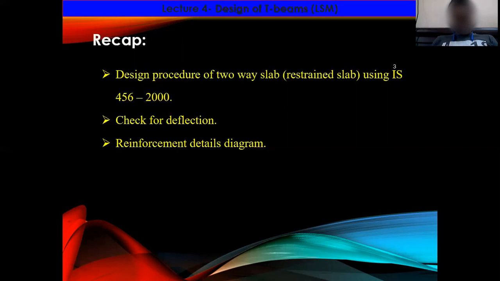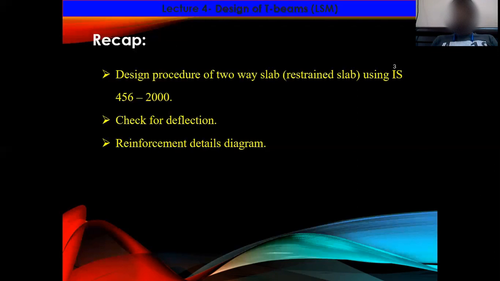And it is a two-way slab, and based upon the support conditions, since it is a restrained slab, we used Table 26 to get the moment coefficients. And we calculated the bending moments based on support conditions. We got 4 bending moments, that is positive bending moments and negative bending moments in both directions, that means longer span direction as well as shorter span direction.